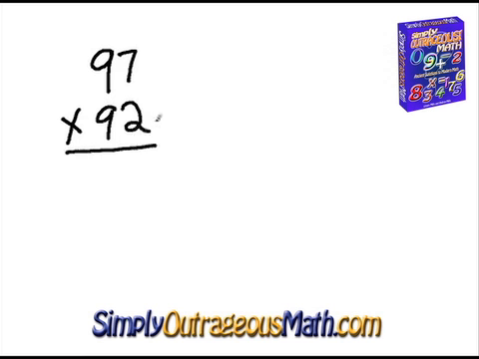Both of these numbers are in the 90s, and in order to get the answer, you're going to first look at how far each of these numbers are away from 100. So 97 is actually 3 away from 100, and 92 is actually 8 away from 100. To get the last part of your answer, you're simply going to multiply 3 times 8, and that will give you 24. So that's going to be the very end of our answer.